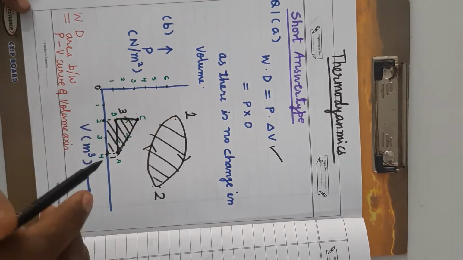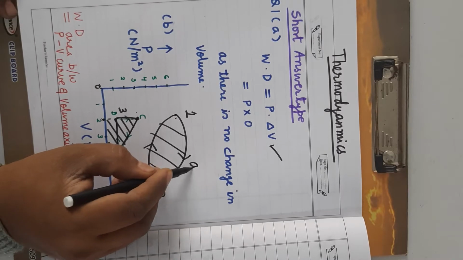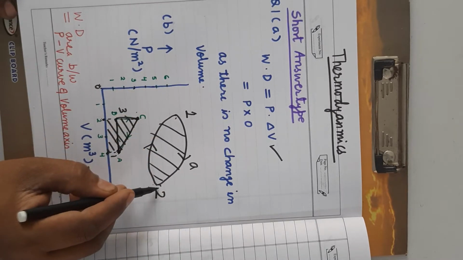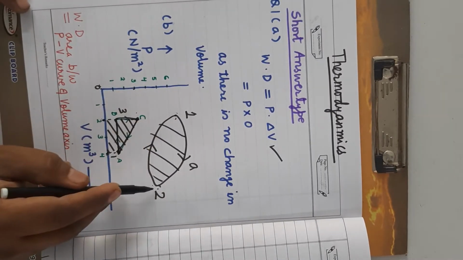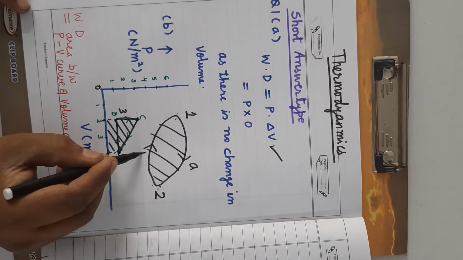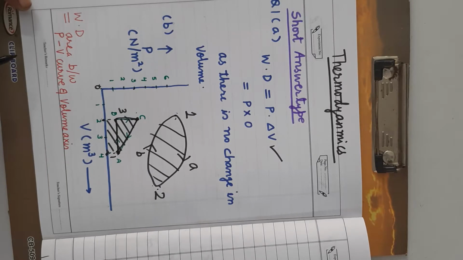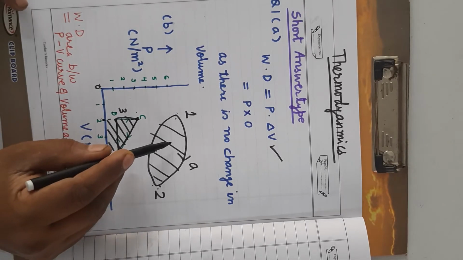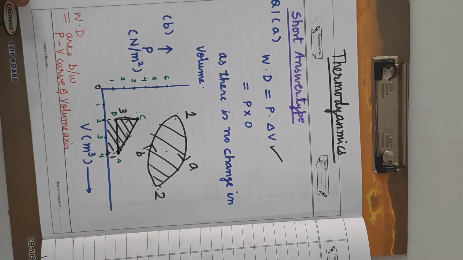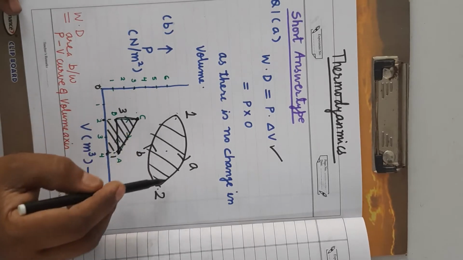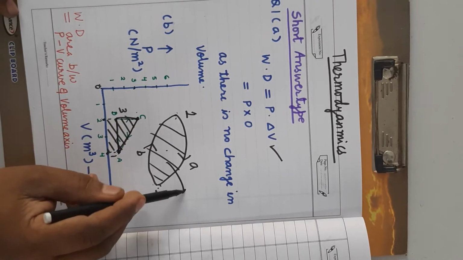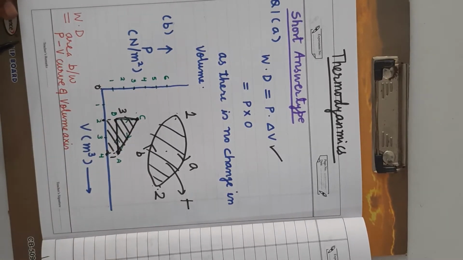Because the area under 1A2 is positive. Here there will be an increase in volume, therefore it is positive. So the area under 2B1 will be negative. It's clear. So what will be the net area? It will come out equal to this. And if it is traced clockwise, then this area will be positive.